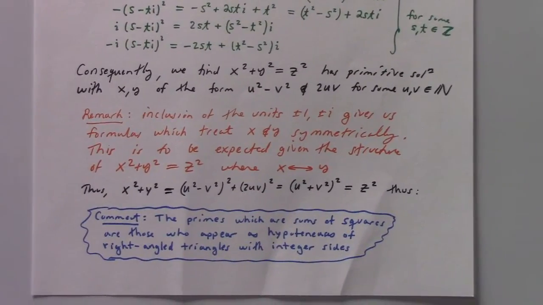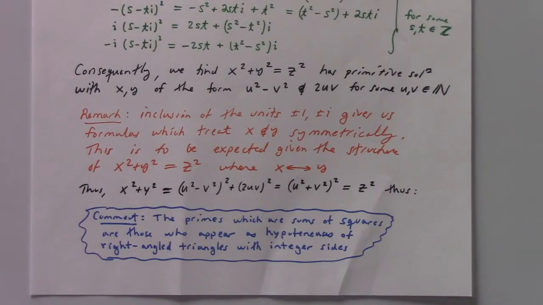Finally, this brings us to a comment. The comment is this: the primes which are sums of squares are those which appear as hypotenuses of right-angled triangles with integer sides, which you can pretty much see from this equation right here if you ponder it. I won't ponder it that long today. Where's my next page? My pages are getting out of order. All right.